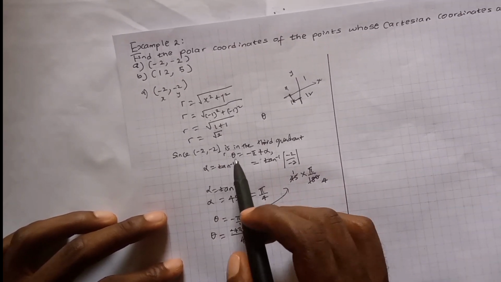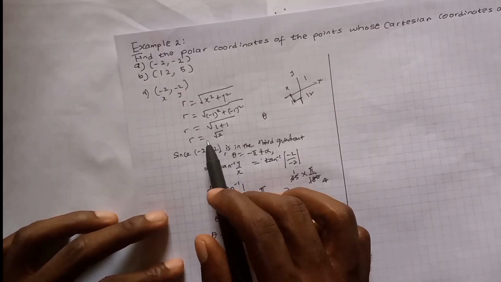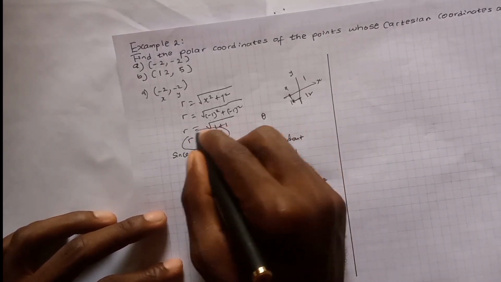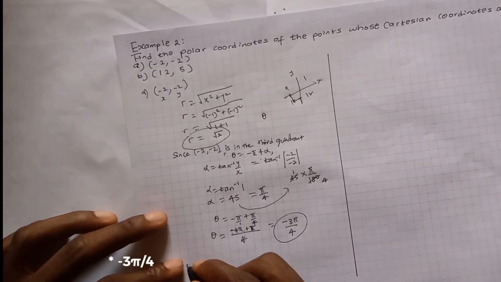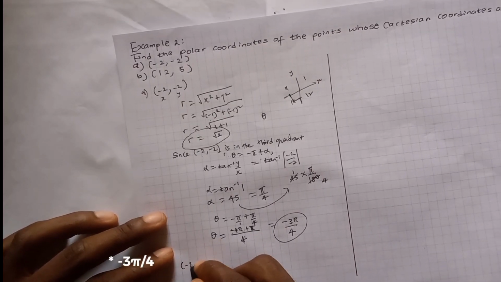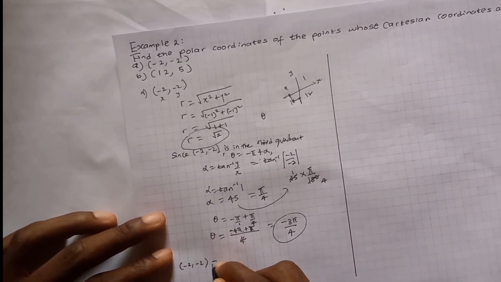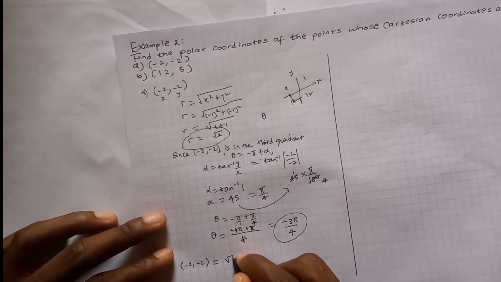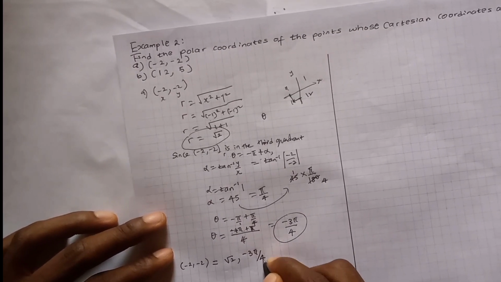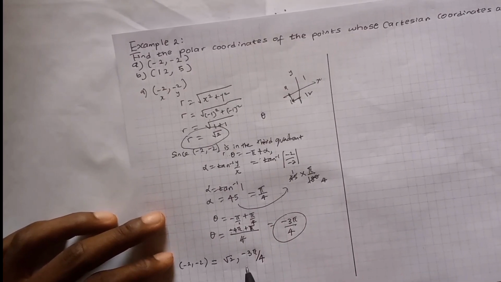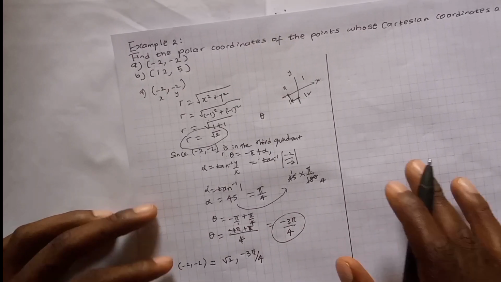So now, remember we said our r, we found r to be what? Root 2. And theta to be what? Minus 3 pi over 4. So the point -2, -2 is equivalent to root 2 comma minus 3 pi over 4, right? So this is the polar equivalent of this Cartesian coordinate.